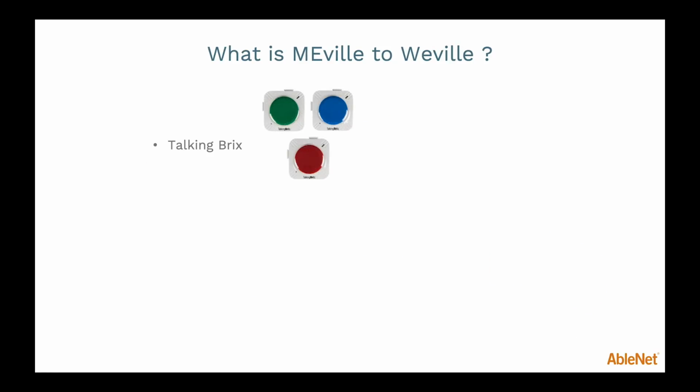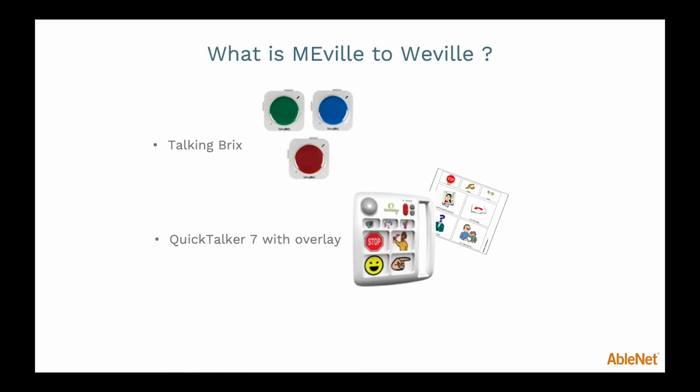Talking Bricks are 3 speech output devices that can be used as 3 single devices or linked together into a 2-device or 3-device sequence, included to support students as they make choices, comments, sound out words, or match rhyming words or initial letter sounds. The QuickTalker 7 is a communication device that comes with one pre-printed overlay designed to support students as they listen to a story being read aloud.